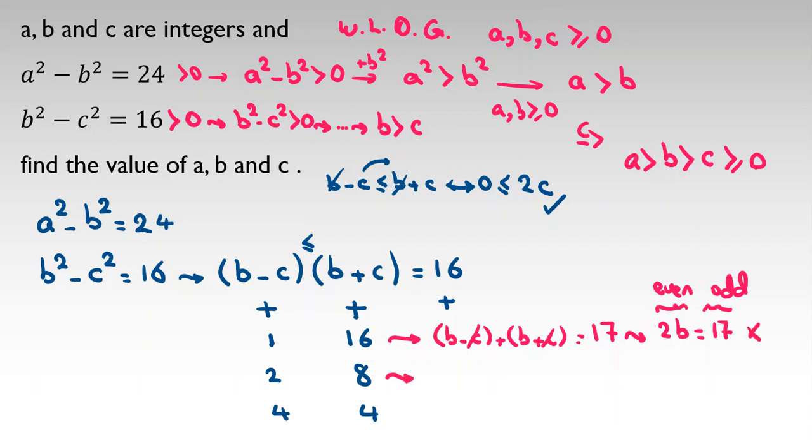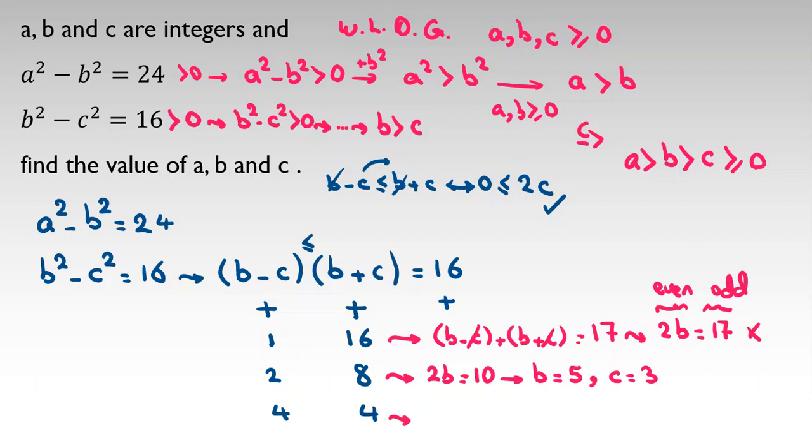Let's check the second one. Again, if we add B minus C plus B plus C, negative C and C are cancelled. So 2B equals 2 plus 8, which is 10, and B equals 5. Because B is 5 and B minus C is 2, C will be 3. If you replace, C is 3. So one answer here works.